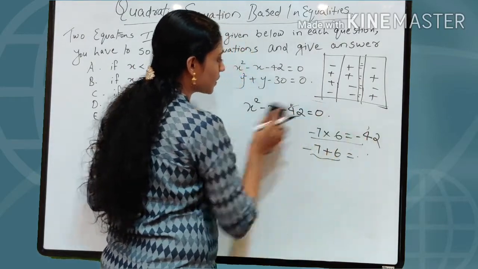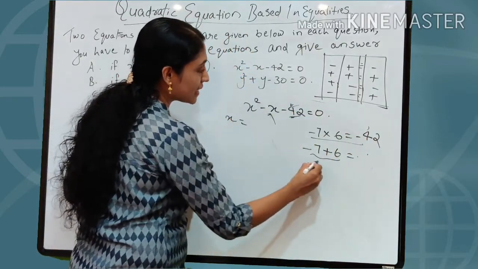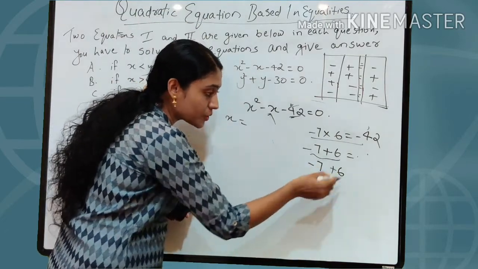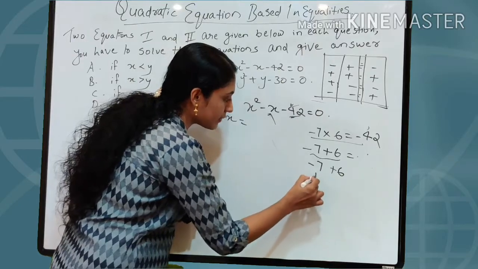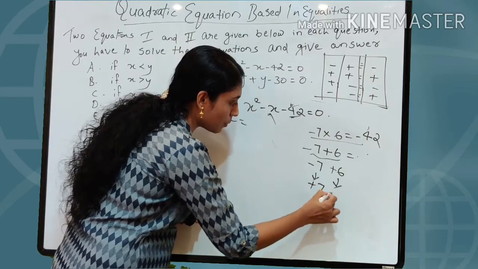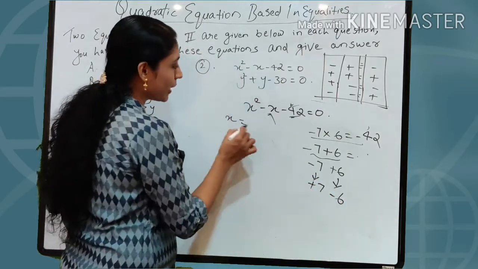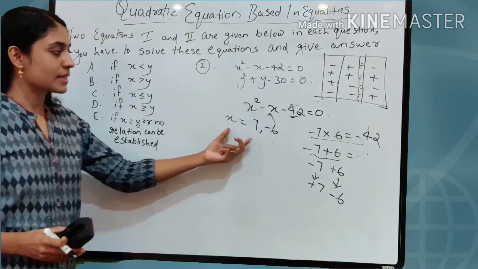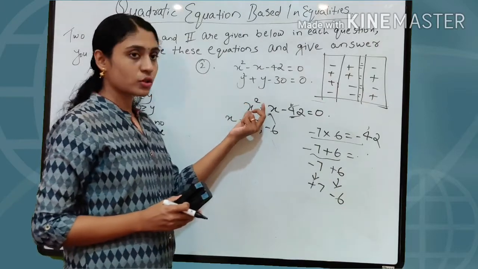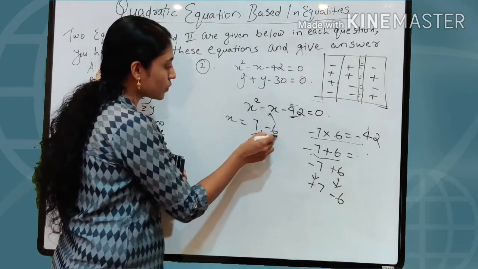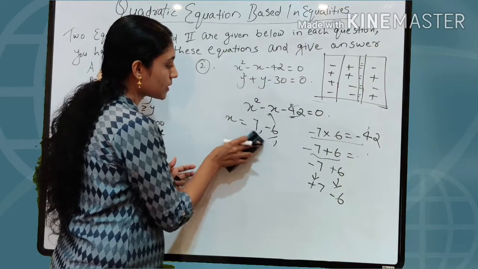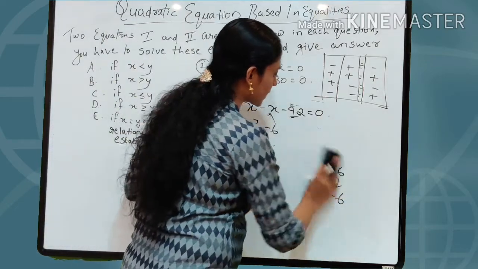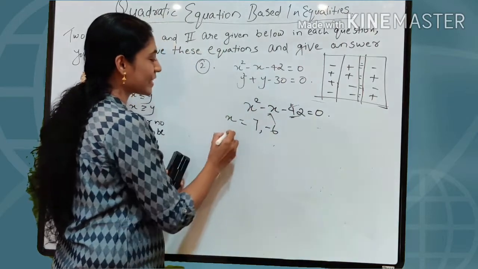So which are the two numbers? The numbers are minus 7 and plus 6, but we have to take the opposite signs of these numbers. Minus 7 opposite is plus 7 and plus 6 opposite is minus 6, right? So the numbers are plus 7 and minus 6. So x values are plus 7 and minus 6 divided by x square term, which is 1. So 7 and minus 6 itself. Understood? Got the concept of getting x? So the values of x are 7 and minus 6.